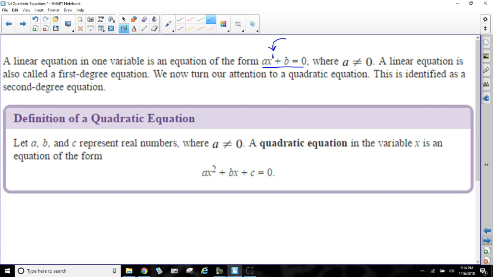Looking in the purple box for the definition of a quadratic equation, it says let a, b, and c represent real numbers where a, the lead coefficient, is not equal to 0. If that a value is equal to 0, then that would reduce this to just a linear equation, and that's not what we have. So as long as a is not 0, then a quadratic equation in the variable x is an equation of this form: ax squared plus bx plus c equals 0. That's called the standard form for a quadratic equation.